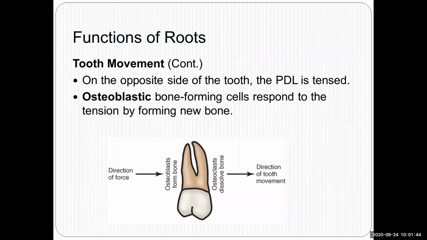Tooth movement: on the opposite side of the tooth, the periodontal ligament is tensed. You've got osteoblasts that form bone in response to the tension, forming new bone. So you've got force on one side that is creating osteoclasts on the other side. The tooth is going to move in this direction.